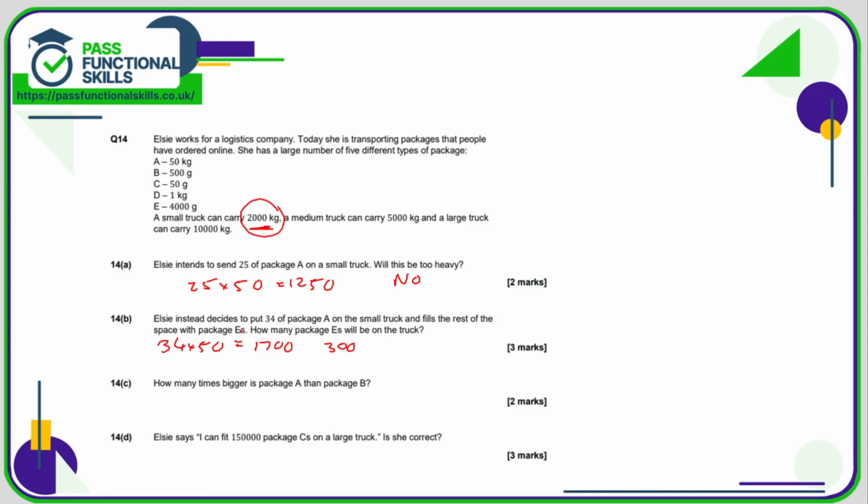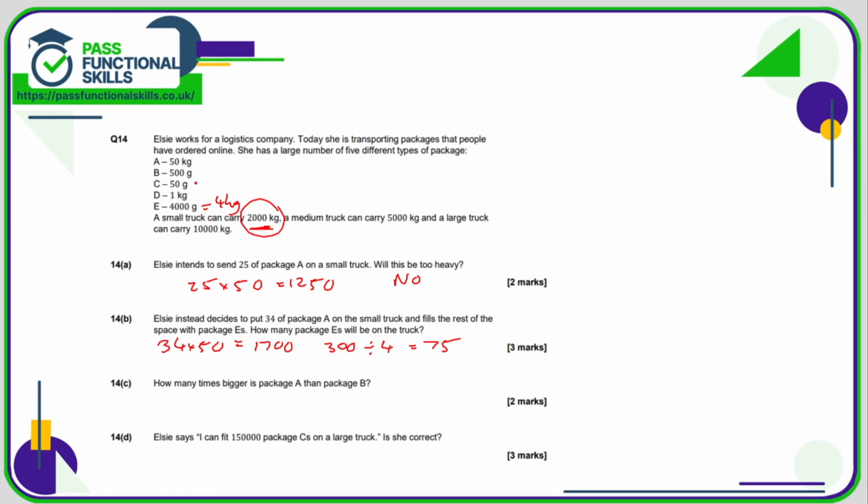And how many package E's will that come to? Package E is 4,000 grams, which is 4 kilos. So how many 4 kilos will make 300 kilos, so that's 300 divided by 4, so that means 75 packages.